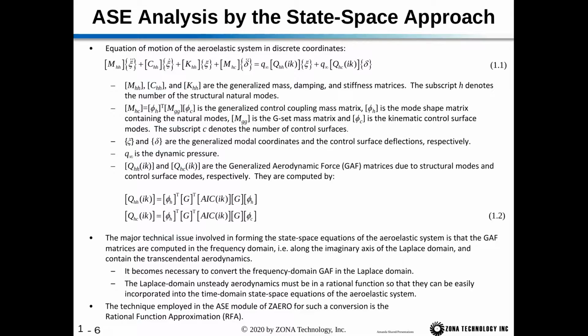QHH is pre and post multiplied by phi H, and then QHC is phi H transpose on the beginning, and then phi C on the end here.